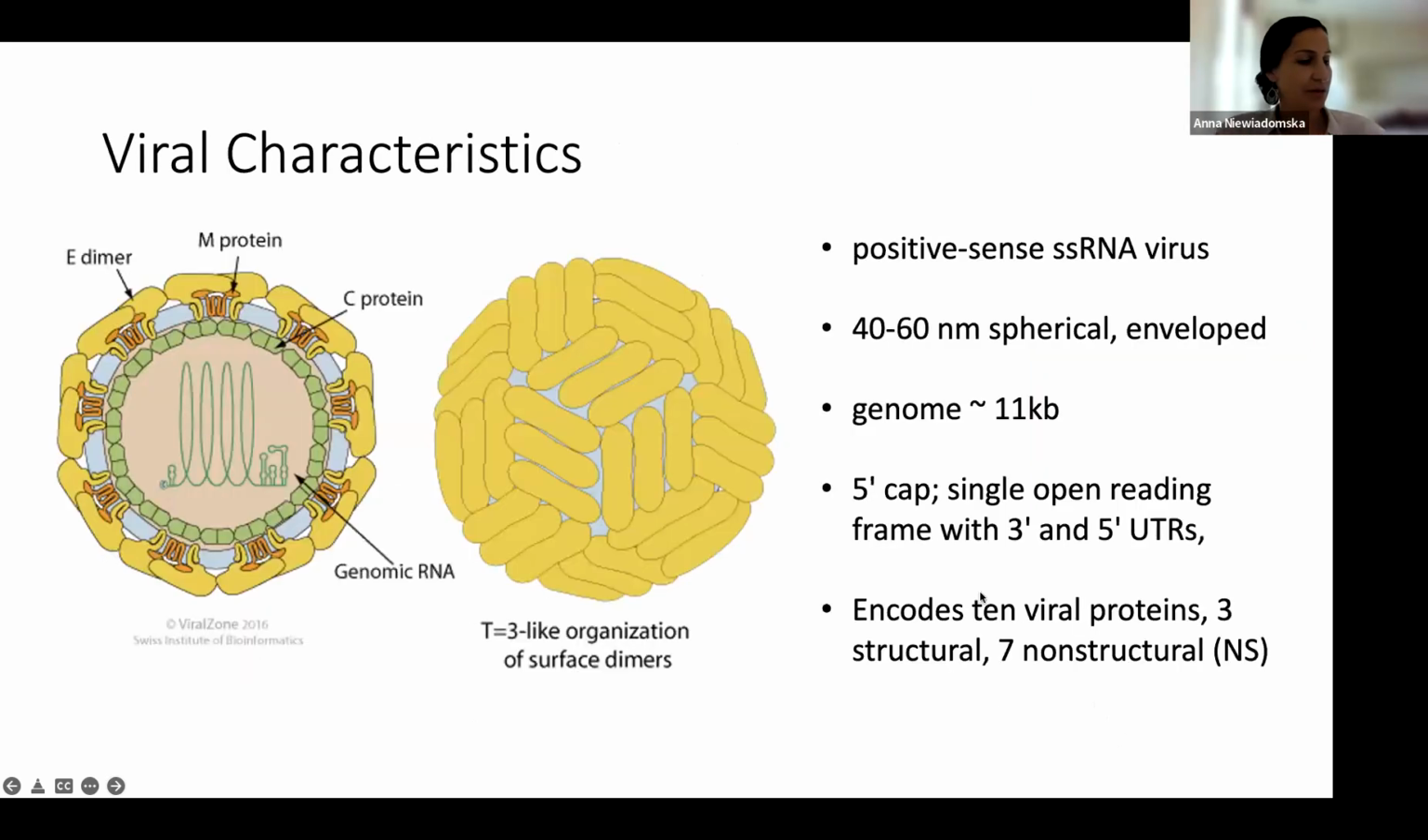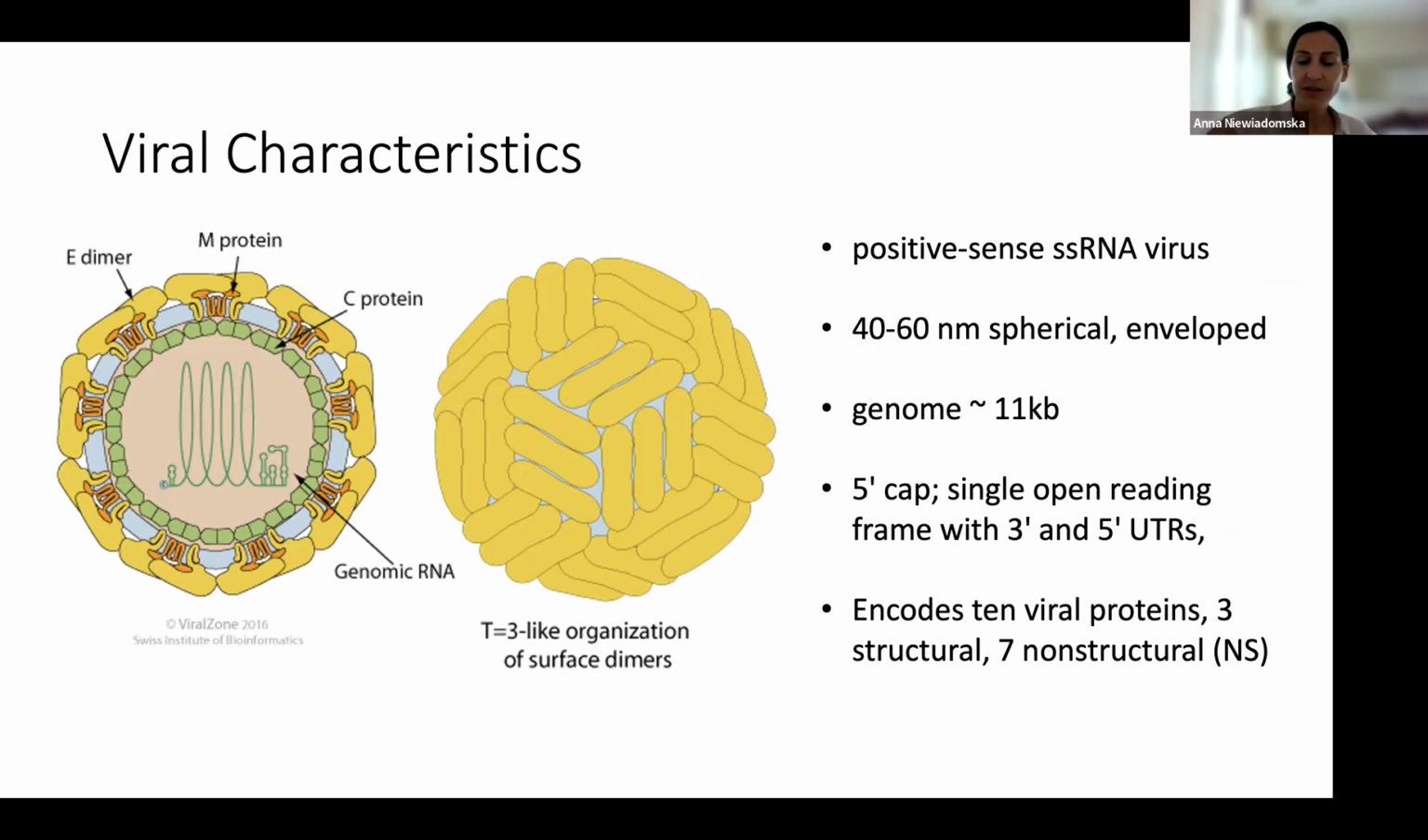So just to give you a little bit of an idea on the characteristics of these flaviviruses themselves, as I mentioned, they're positive sense RNA viruses. They have a single strand. The viruses themselves are quite small. They're only about 40 to 60 nanometers in diameter, and they are enveloped viruses.